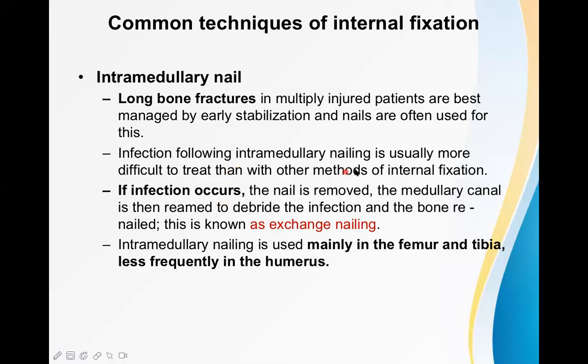Infection following intramedullary nail is usually more difficult to treat than with other methods of internal fixation. I already told you this. Whenever infection occurs in these devices, remember that you need to remove the whole device. You need to remove it. Okay, allow that infection to heal, and then reapply again. Now, this is a big problem for the patient, isn't it? The patient needs to suffer. The patient needs to undergo so many different surgeries. So we need to be very careful the first time itself.